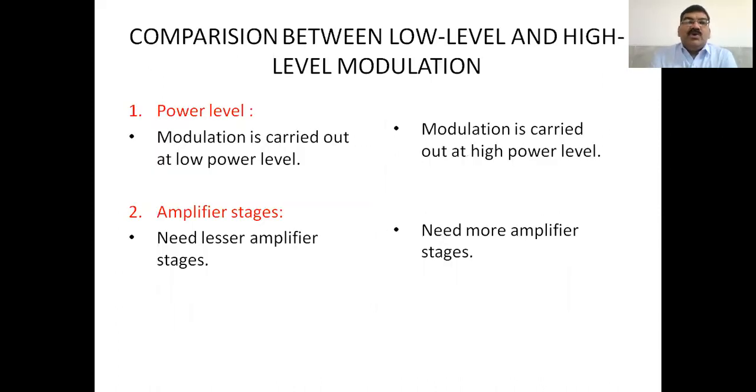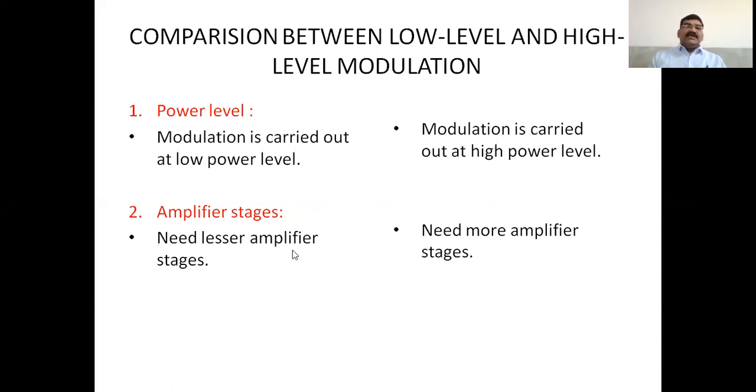Okay, now we will go point by point comparison. This is the comparison. The very first point: this is the low level modulator, and this is the high level. Modulation is carried out at the low power level in one, and at the high power level in the other. As we have seen, power amplification is done after the modulation in the low level modulator. Here it is before the modulation. That way also you can write.